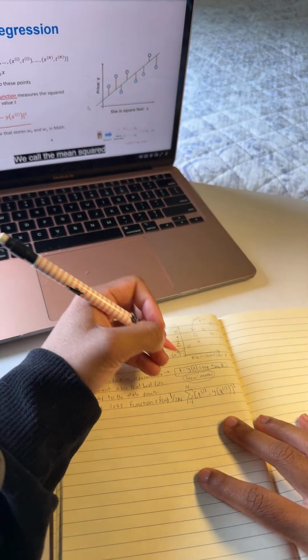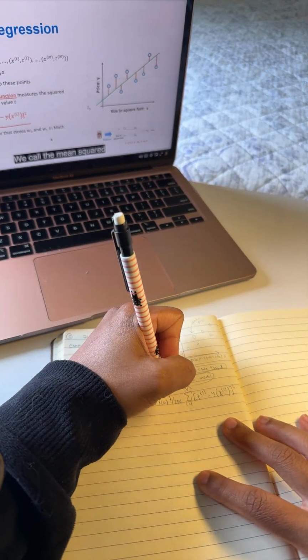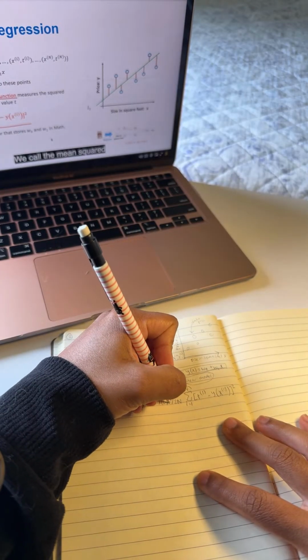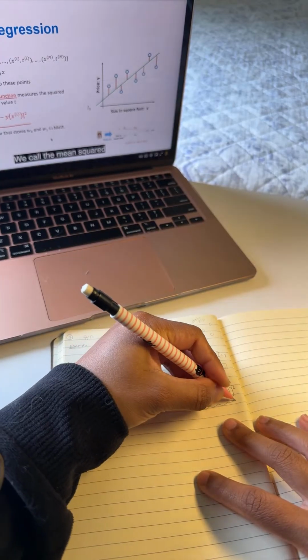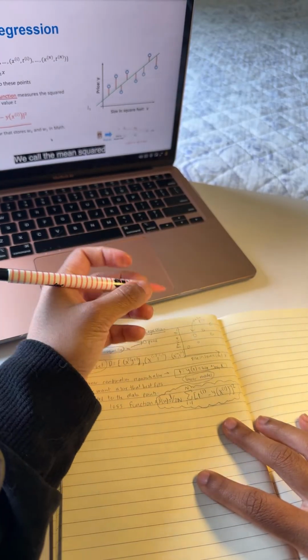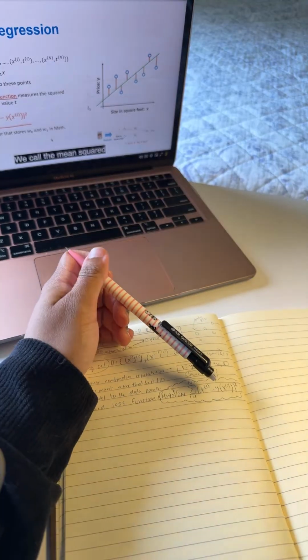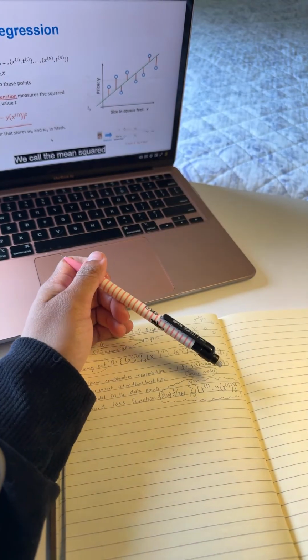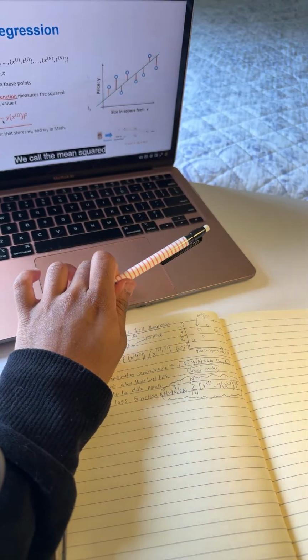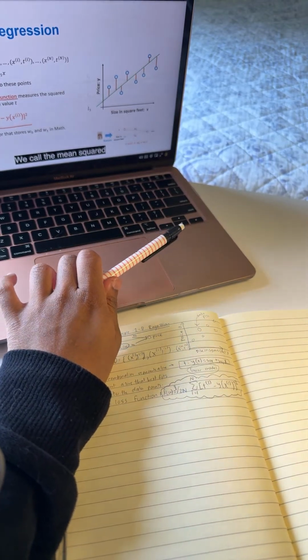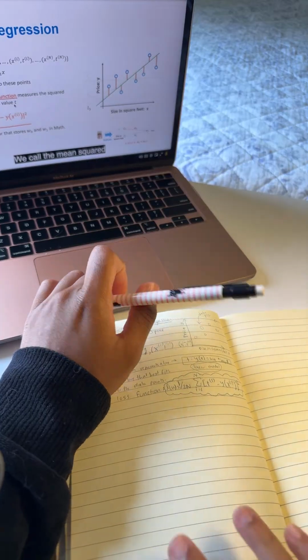So this is the loss function. It's an equal sign here. This measures the squared error between y and the true value t.